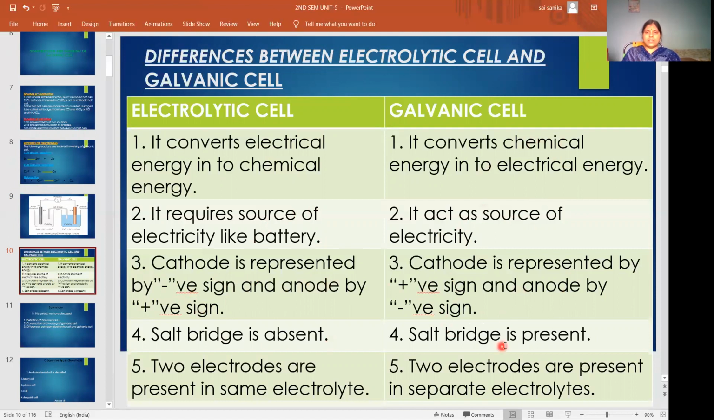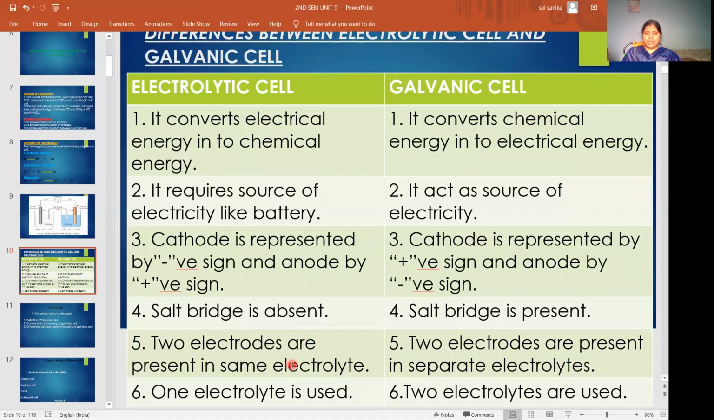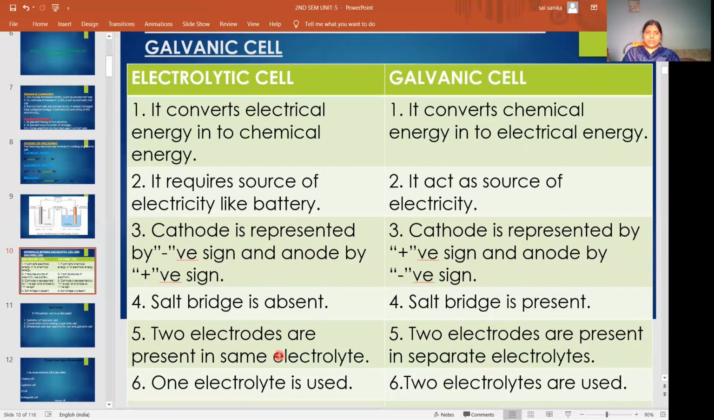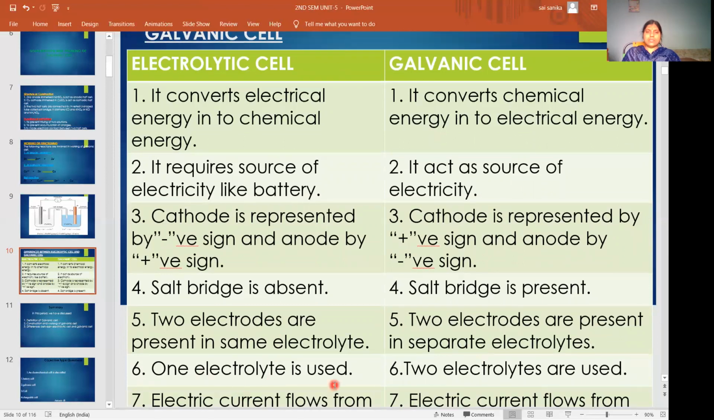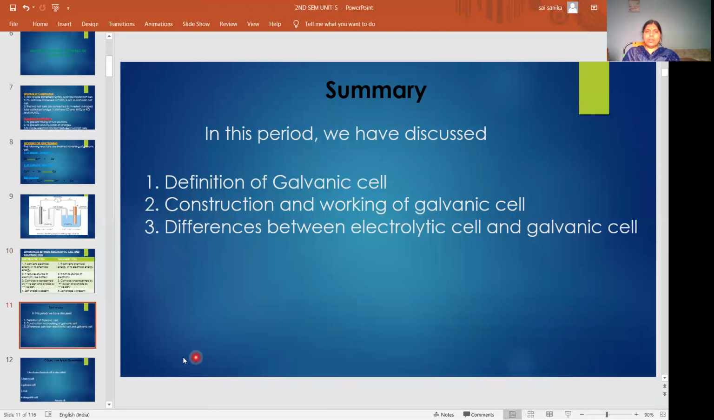As I just told, in the electrolytic cell the cathode is represented by a negative sign and the anode by a positive sign, whereas in the galvanic cell the cathode is positive and the anode negative. In the electrolytic cell the salt bridge is absent, in the galvanic cell it is present. In the electrolytic cell two electrodes are present in the same electrolyte, whereas in the galvanic cell they are in separate electrolytes. Here one electrolyte is used, there two electrolytes. In the galvanic cell electrons flow from anode to cathode, in the electrolytic cell electrons flow from cathode to anode.